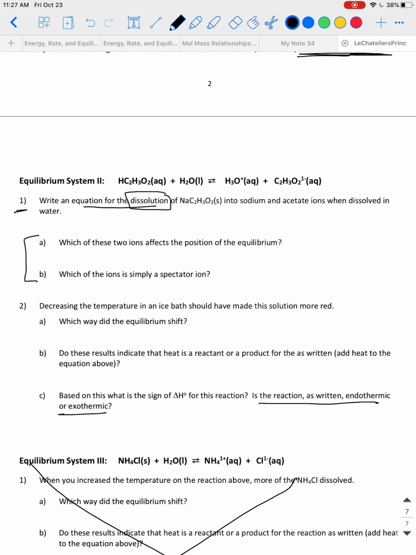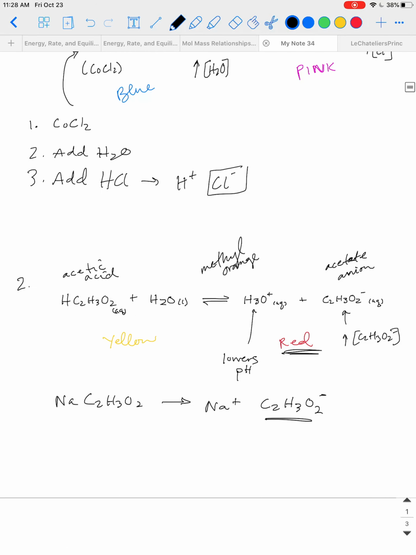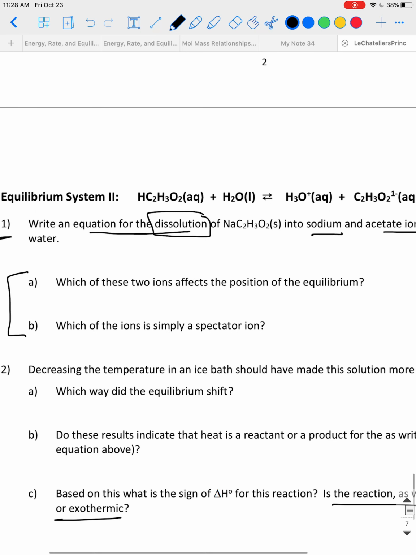And this first one says write an equation for the dissolution, the dissolving of sodium acetate into sodium and acetate ions. Let's do that together right now. It's actually what I wrote over here. Here it is as a compound, and it's a solid. And here it is as ions, and they're aqueous. Okay, so that is actually what you need to write there. That is the dissolving of sodium acetate into its ions, okay?